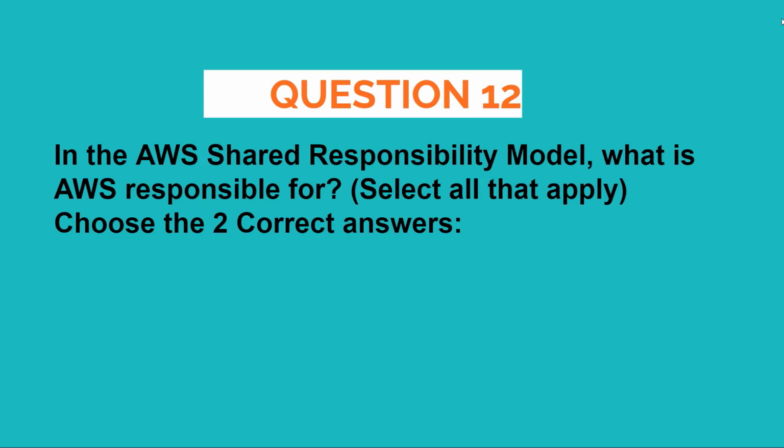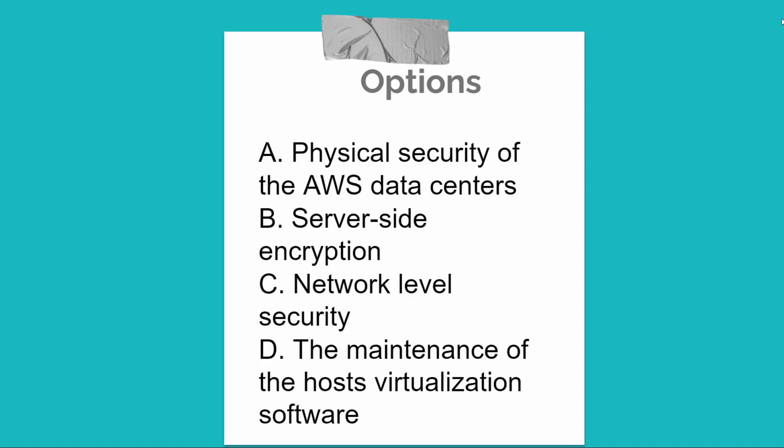Question. In the AWS Shared Responsibility Model, what is AWS responsible for? Select all that apply. Choose the two correct answers. Option. A. Physical security of the AWS data centers. B. Server-side encryption. C. Network-level security. D. The maintenance of the host's virtualization software.